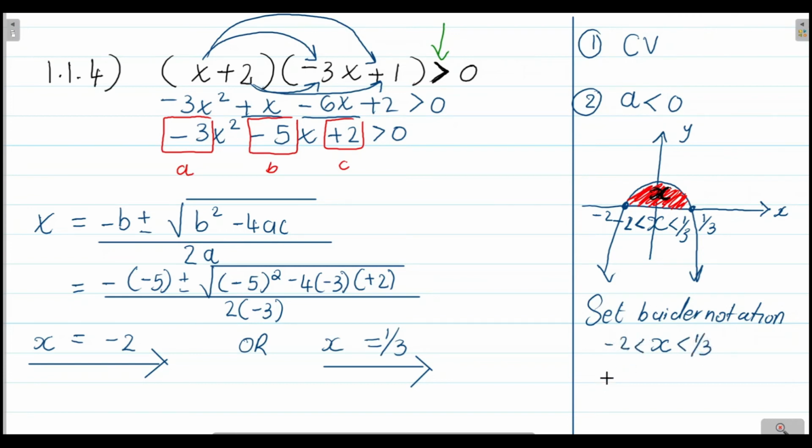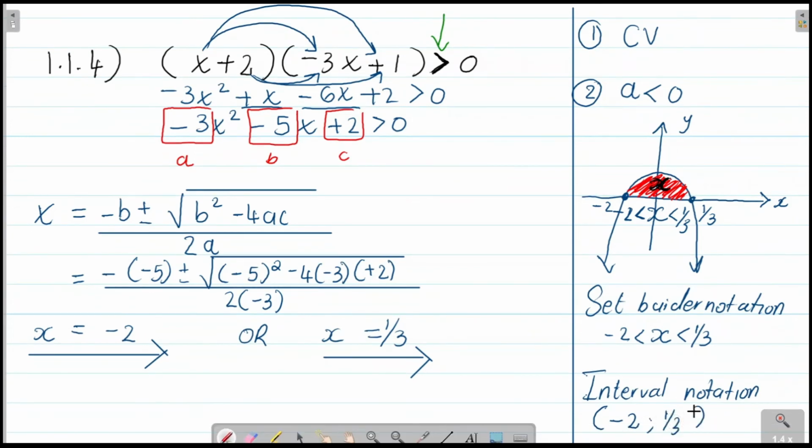Okay, and then if you had to now write this in interval notation, because you can actually write it in set builder notation or in interval notation, right? So in interval notation, the function is greater than 0 between negative 2 and 1 over 3. And x is an element of real numbers. So that is our final answer for question 1.1.4.